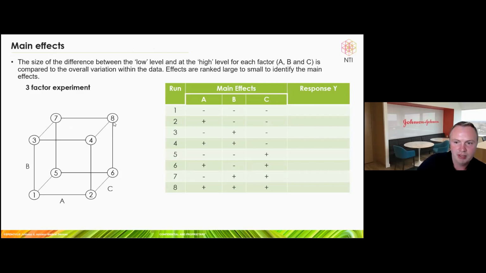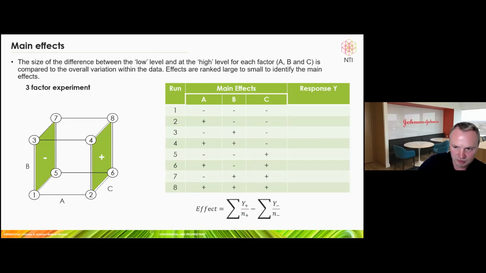There's 8 different combinations of these 3 factors from low and high, and you get this main effects result, which is looking at the difference between the high and the low of each, and that's the size of your effect. Okay.